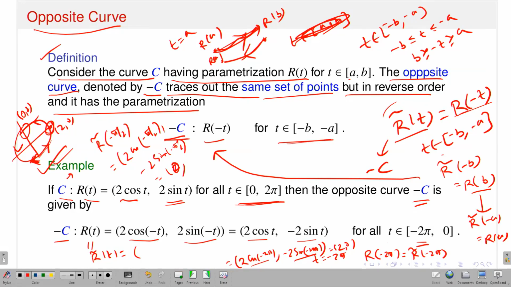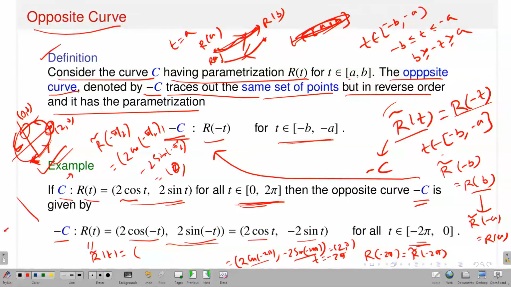It says that the opposite curve denoted by minus C traces out the same set of points, but in reverse order. This is the parameterization I have given, so you can just calculate it. If you take a few points, 0, pi by 2, pi, 2 pi, the curve moves in the anticlockwise direction. If I take the parameterization of my opposite curve minus C, you will see it starts from the same point (2, 0), but this time it will move in the opposite direction. You can check it out.